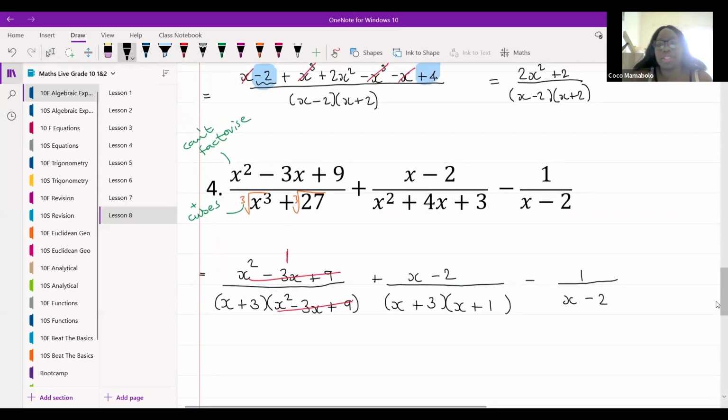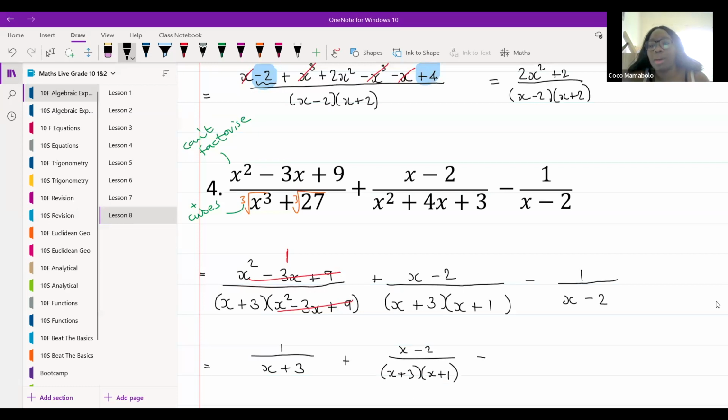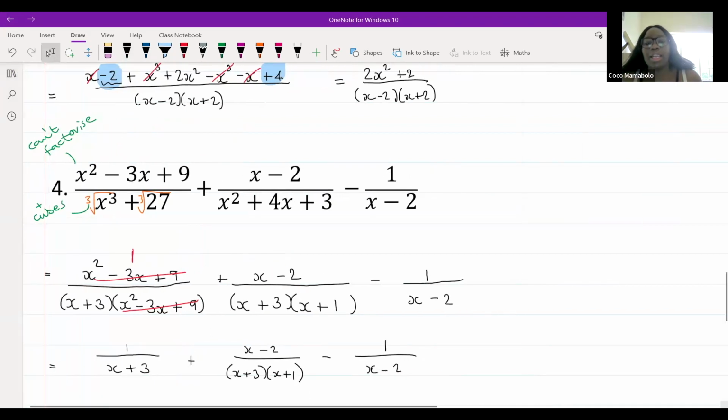So technically, this first bracket actually has 1 over x plus 3 plus x minus 2 over x plus 1, minus 1 over x minus 2. All right. And now we've got something nice that we can now look at. Okay. Let us find an LCD. Now, remember, guys, everything in my denominator must be accounted for. All right. Must be accounted for. So what is my LCD actually going to be? Who's got an idea? Yes.